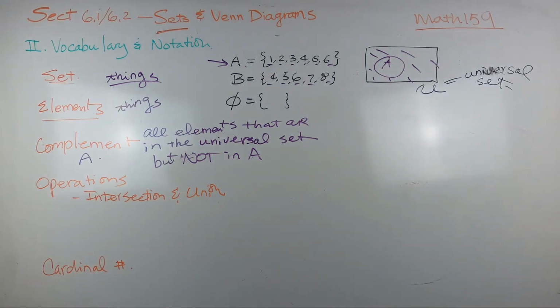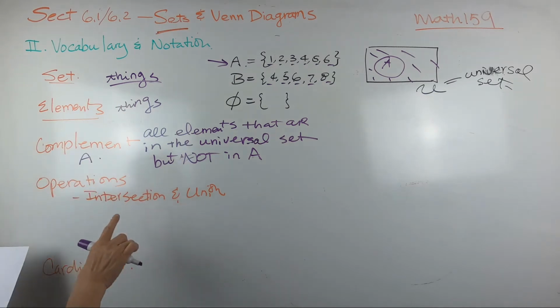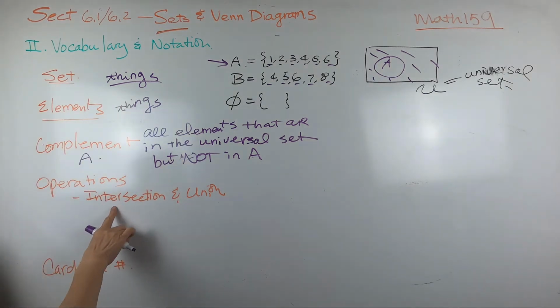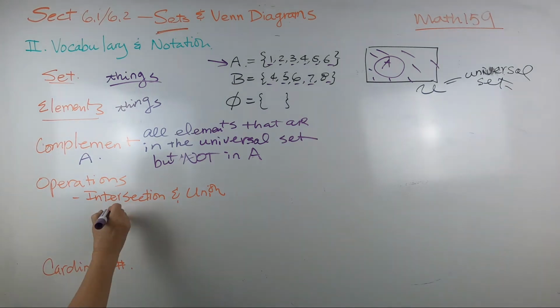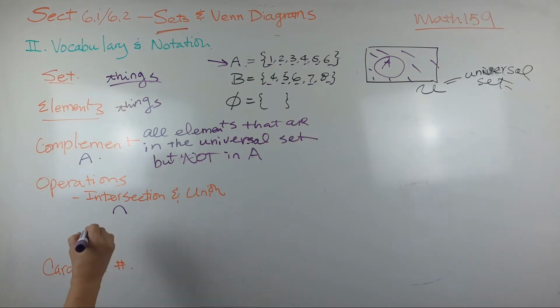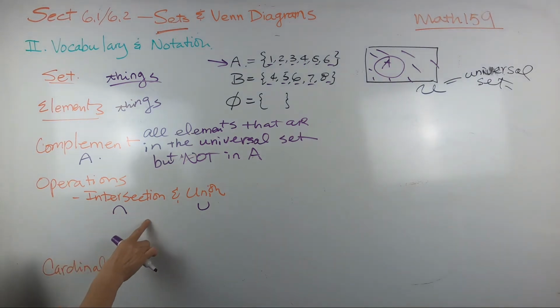Just like all the math we are talking about: operations, add, subtract, multiply, and divide, okay? But for sets to do operations, we call them intersection and union. Intersection, we use this symbol, like an upside down U. Union, it's U.